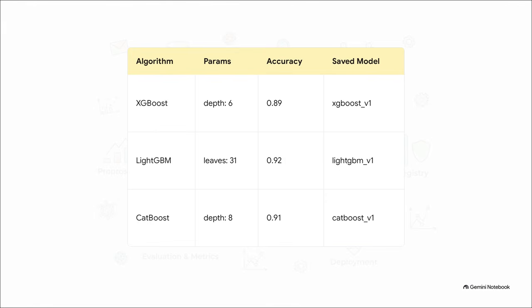Now they can confidently justify their ultimate model choice to their stakeholders by easily comparing the logged hyperparameters, the accuracy metrics, and the saved models side by side. In this specific case, LightGBM takes the crown with a 92% accuracy, and the exact model, LightGBM v1, is saved and ready to go. The proof is perfectly documented for everyone to see.